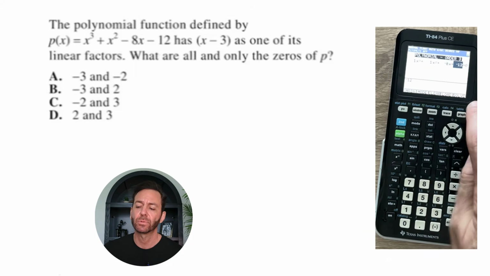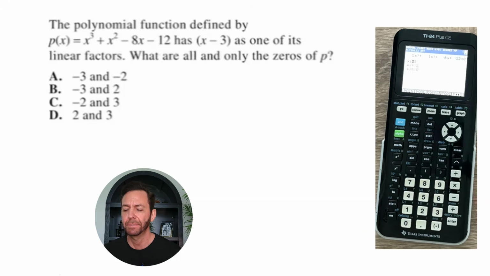And then I hit solve, which is this graph button right here. And immediately it tells me that the roots are 3 and -2. So the answer is C. It's really quick.